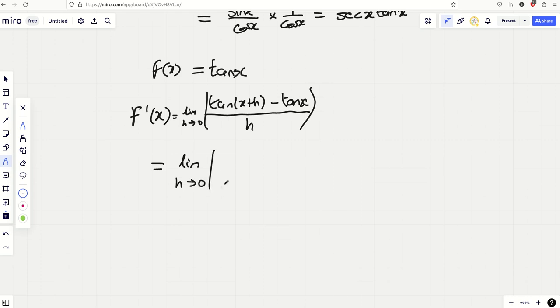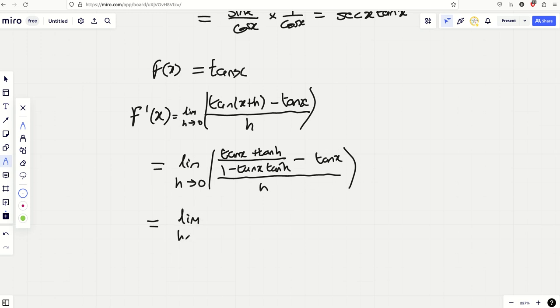So this is the limit as h tends to 0 of, now let's just use the compound angle formula for tan, which is tan x plus tan h over 1 minus tan x tan h, minus tan x, all over h. I think I'm now going to do a similar trick to what I did with the h last time. Both these terms need to be divided by h, don't I? So let's put the h on the bottom.